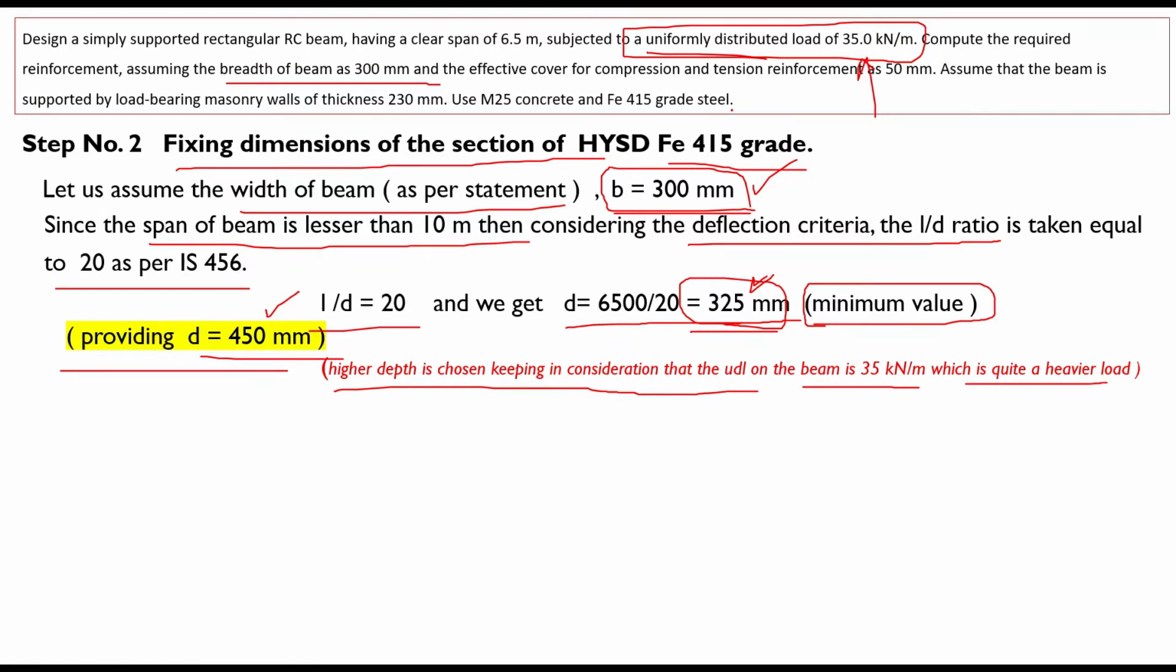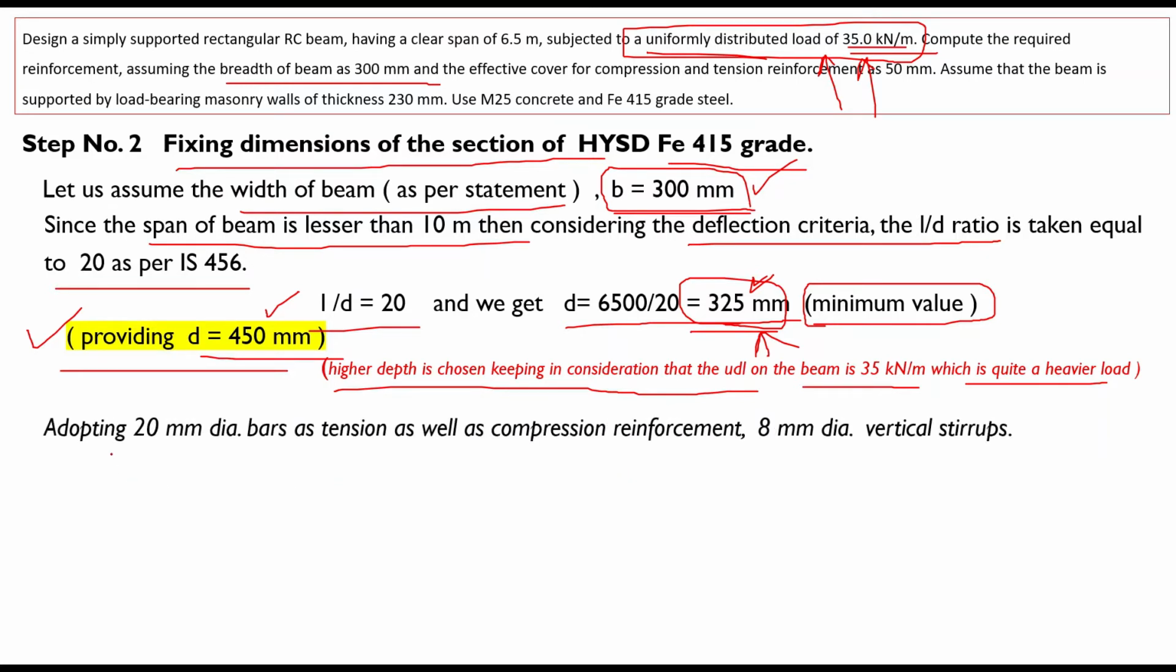Otherwise, if this load was just 5 kilonewton per meter or up to 10 kilonewton per meter, then you can go for an effective depth of section equal to 350 approximately. But since we can easily presume, based on experience, that if we adopt 350 mm, then later on in the deflection criteria it will fail. So here we are just considering a higher value of the effective depth. That's why we are providing here effective depth equal to 450 millimeters.